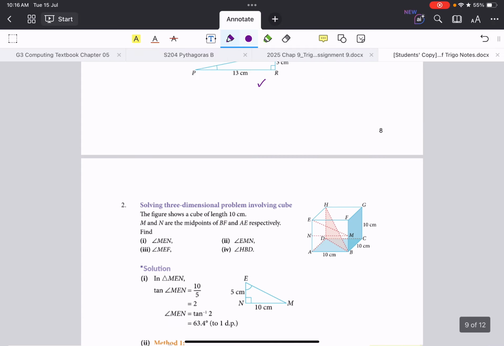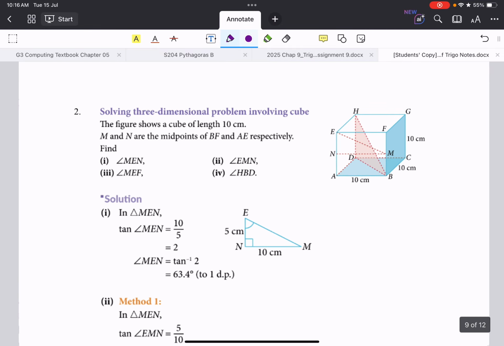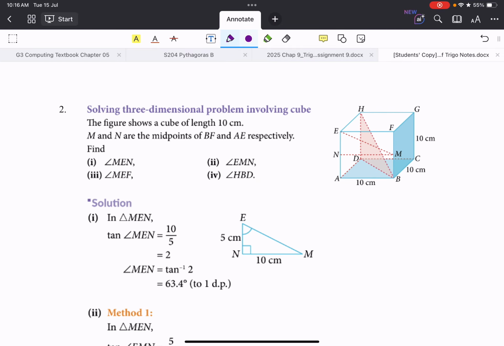Okay, so here's another example. This time around is a cube. Again, we know that a cube has right angles everywhere, right? So we are also told that M and N are midpoints. Okay, sure, they are midpoints. So we want to find MEN. So I'm going to draw the triangle MEN, right? So there we go. Sketch it out, okay? And we can see that the measurements are there. So with the measurements quite clear, we can go ahead and get our ratio and get our angle, the desired angle, right?